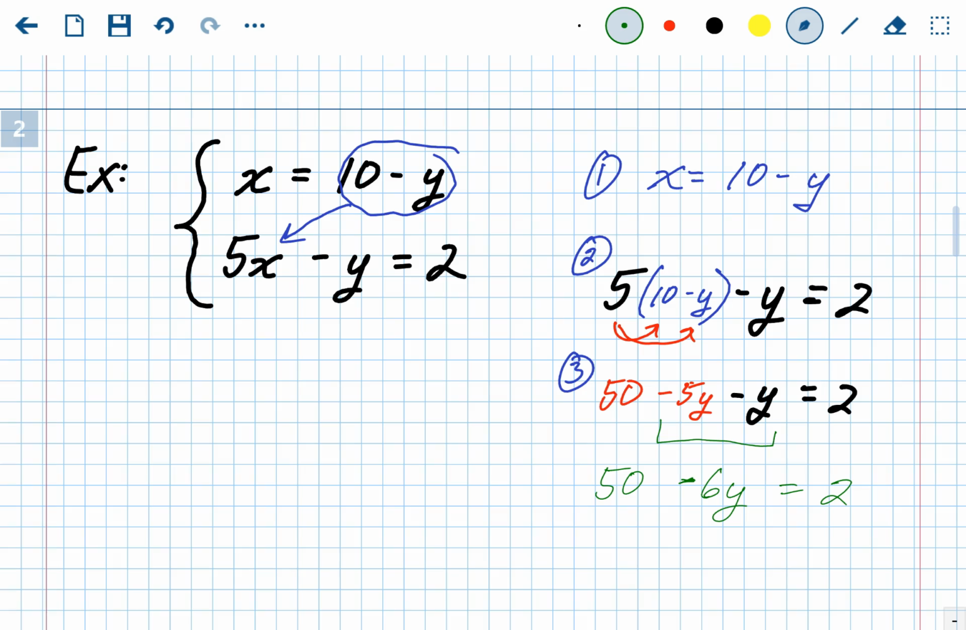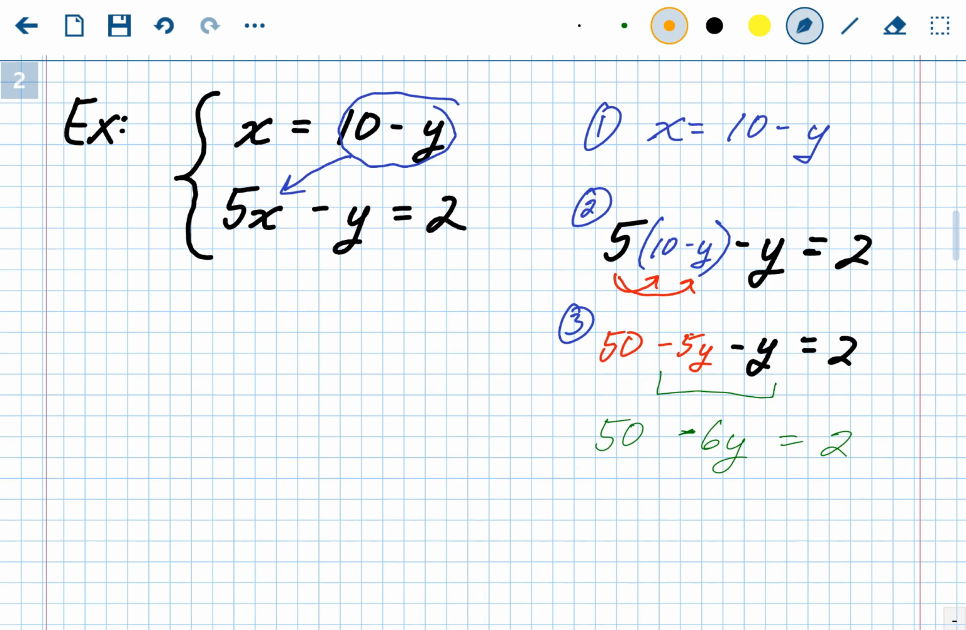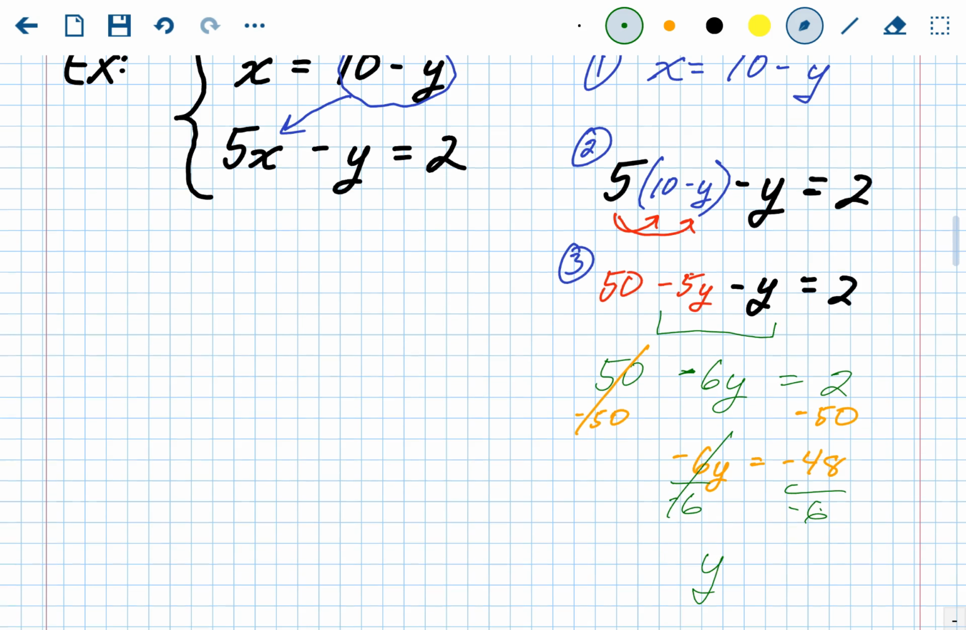Okay. All right, and then this is just a two-step equation. Add or subtract, multiply or divide. So let's see, we can subtract the 50 on both sides. It leaves you with negative 6y equals negative 48. And then solve for y, divide by negative 6 on both sides. And we're left with y equals negative 48 divided by negative 6, which is 8. So y equals 8. All right.